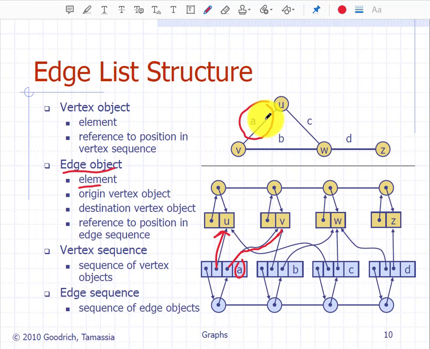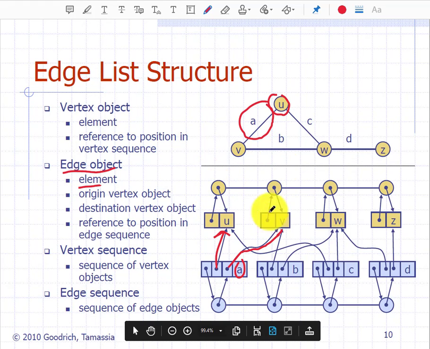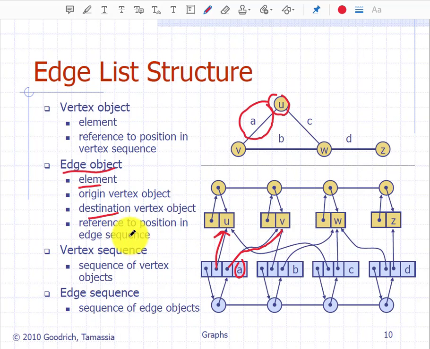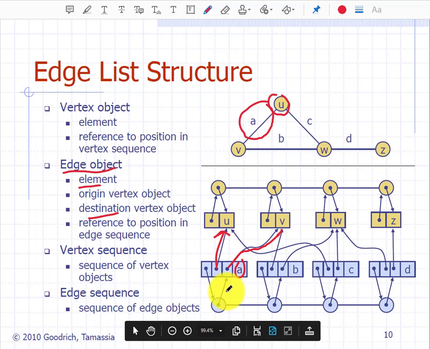Origin vertex, which in this case is U. Well, in this case, it doesn't matter because it's undirected, so it could be either or. And your destination vertex, in this case, is V. Or it could be U too, because it's undirected, it doesn't matter. And finally, you have a reference to the position in a list of edges.